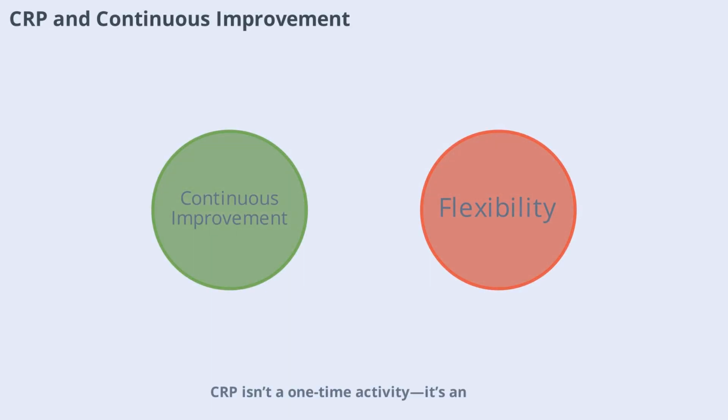Next, we'll look at how CRP supports continuous improvement in operations. CRP isn't a one-time activity, it's an ongoing process that supports continuous improvement. By regularly reviewing capacity plans and performance data, companies can identify areas for improvement and make incremental changes. This approach helps organizations adapt to changing conditions and stay ahead of the competition. Continuous improvement in CRP leads to more flexible, resilient operations.